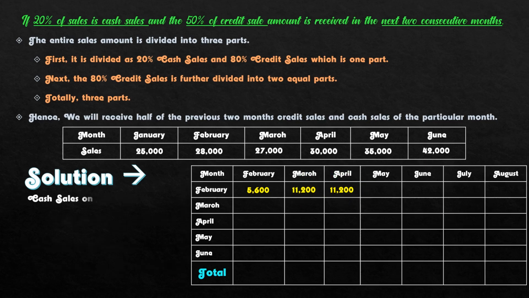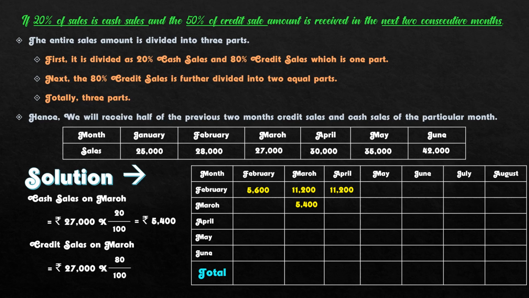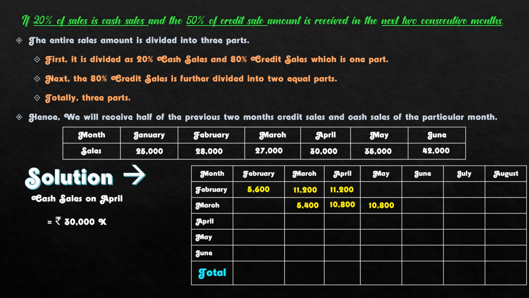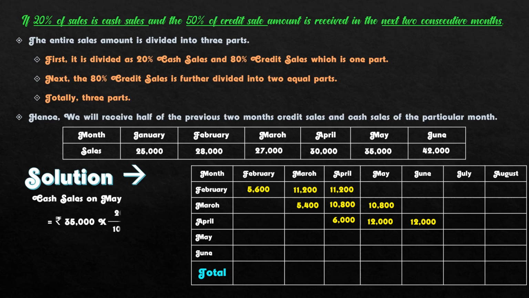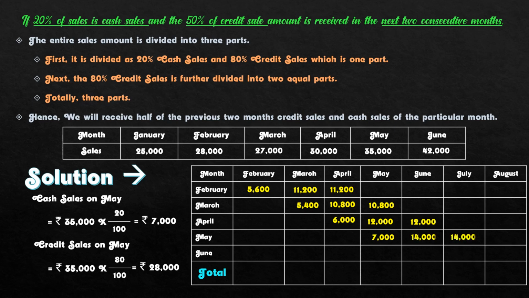Similarly, we'll do it for March. For March, the cash amount is 5,400 and the credit amount is 21,600, which is divided as 10,800 in the following two consecutive months. Next we will work out April. For April, the total sales is 30,000, of which 6,000 is cash sales and the remaining 80% is credit sales, that is 24,000, divided as 12,000 and 12,000. Then you follow it for the month of May. Out of 35,000, 7,000 is cash sales and the remaining 28,000 is credit sales, which is divided as 14,000 and 14,000 for the next consecutive months.